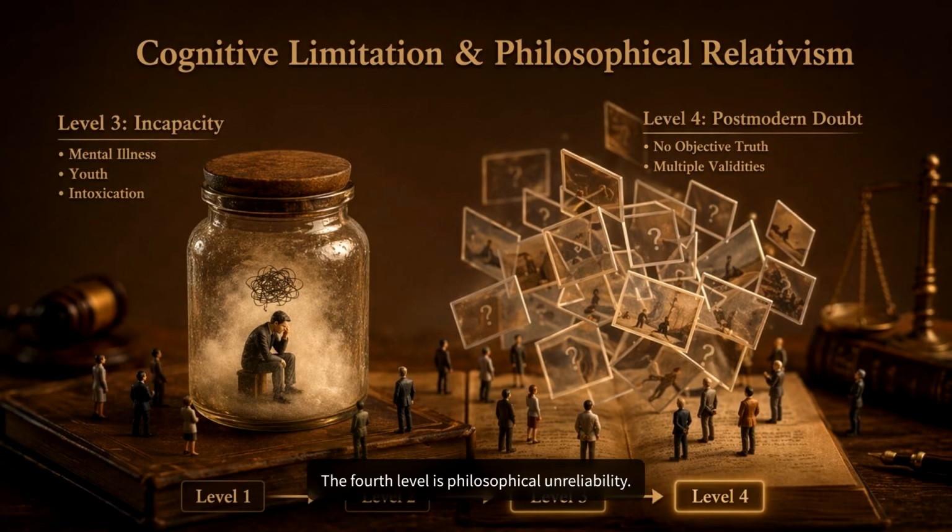The fourth level is philosophical unreliability. This approach suggests that no objective truth exists, or that it cannot truly be known. It presents multiple perspectives, each equally valid. It questions the very nature of truth itself. This is a postmodern approach, and it can be powerful. But it can also feel pretentious if it is not handled with care. So those are the 4 levels: conscious deception, unconscious distortion, cognitive limitation, and philosophical unreliability.